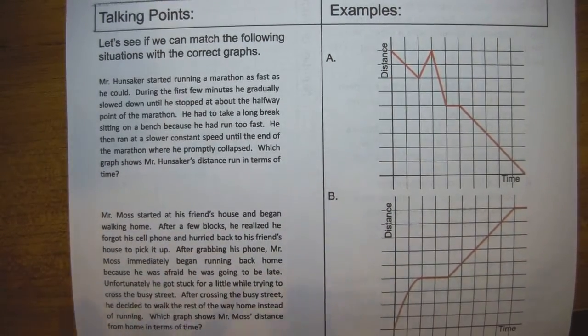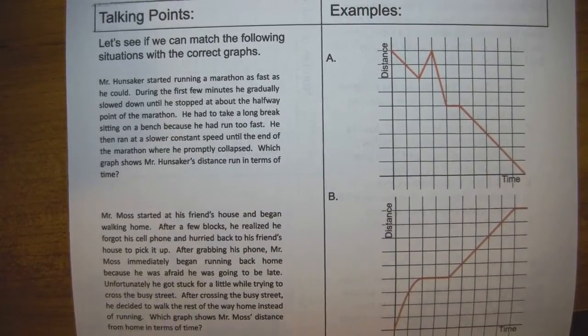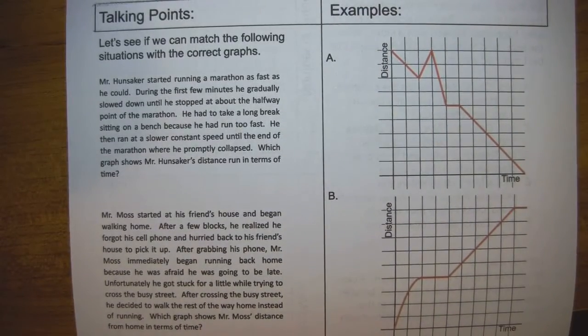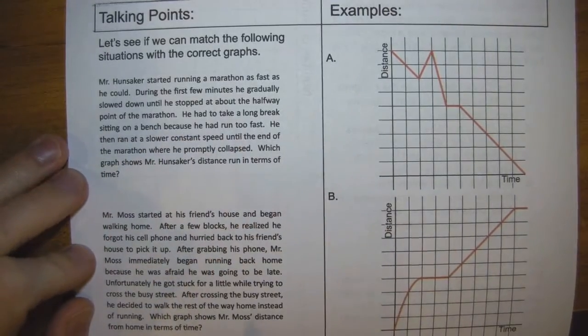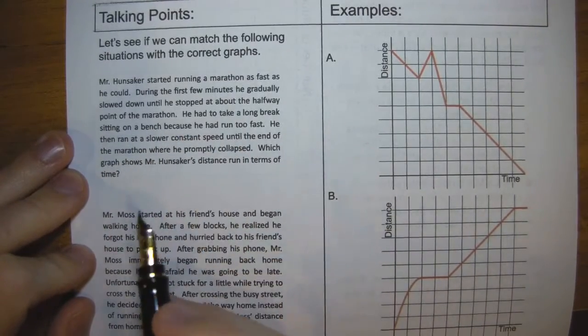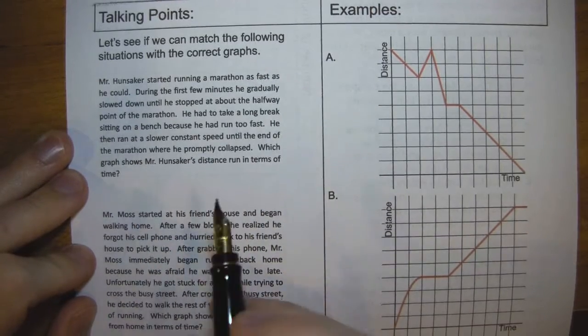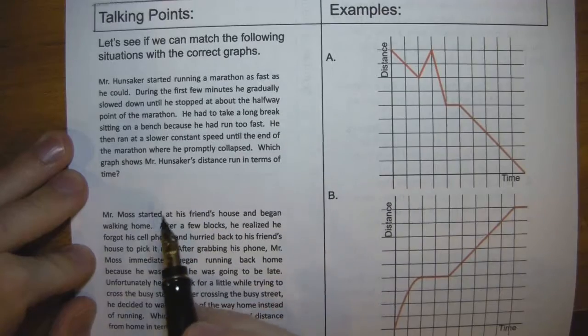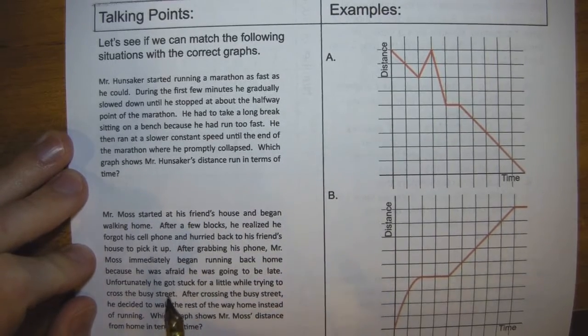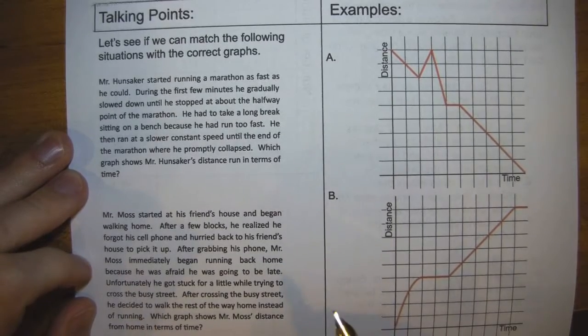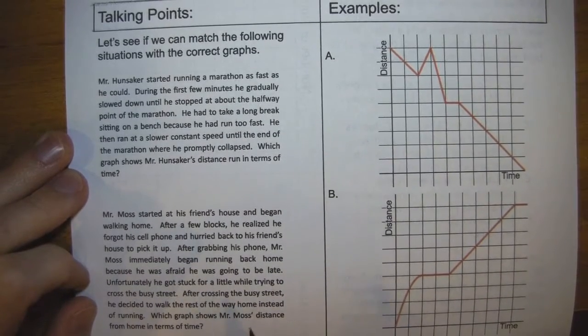So let's read the first one. We'll highlight or underline some important information, and then we'll see if we can match that up with the graph on the side. It says Mr. Hunsaker started running a marathon as fast as he could. During the first few minutes, he gradually slowed down until he stopped about at the halfway point of the marathon. He had to take a long break sitting on a bench because he had run too fast. He then ran at a slower, constant speed until the end of the marathon, where he promptly collapsed. Which graph shows Mr. Hunsaker's distance run in terms of time?